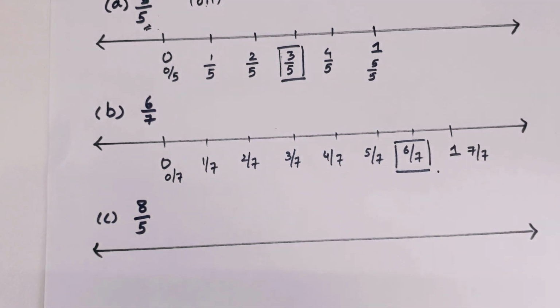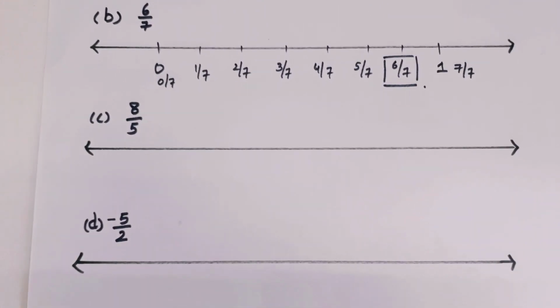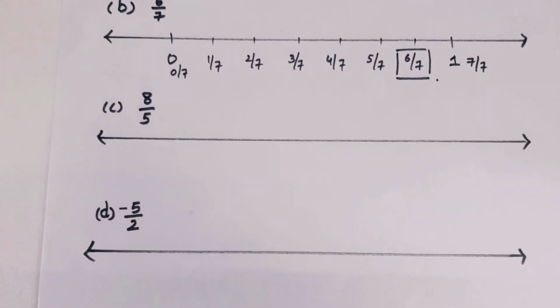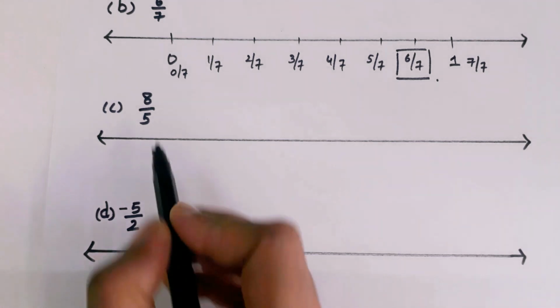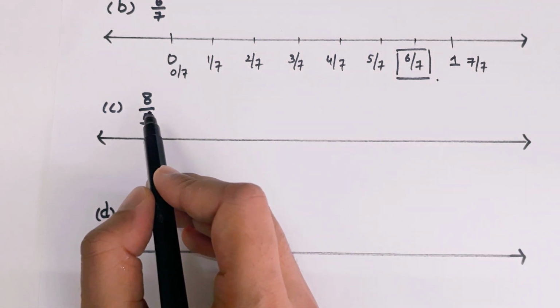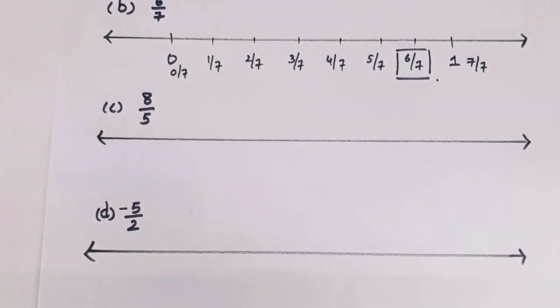Now, so far we have seen the numbers where the numerator was smaller than the denominator. Now I'll take an example. What happens if the numerator is greater than the denominator? In such cases, there are two ways of doing it. I'll show you both ways. So the first one is: the numerator is greater than the denominator means this number will not lie between 0 and 1. It will lie after that.